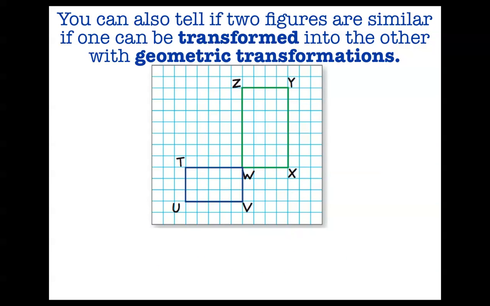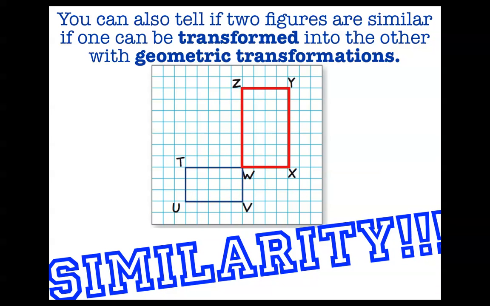Here's another example. Are these two rectangles similar? Kind of hard to tell. Let's find out. We'll take the original and we will rotate it, and then we will dilate it, and then we will translate it. Yes, we have similarity. And you can tell because that figure was the result of a series of geometric transformations that included a dilation, which gave us the same shape but a different size.